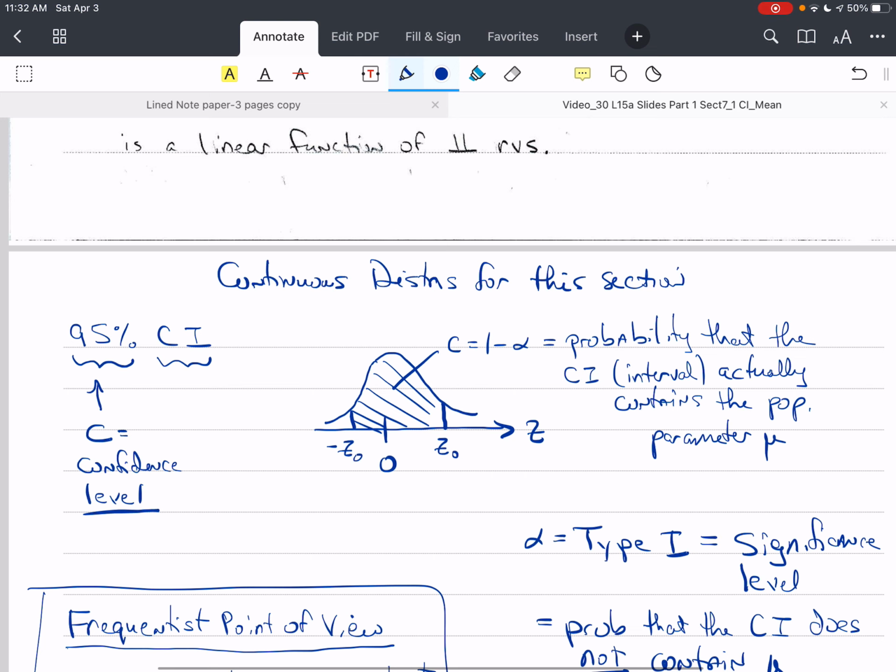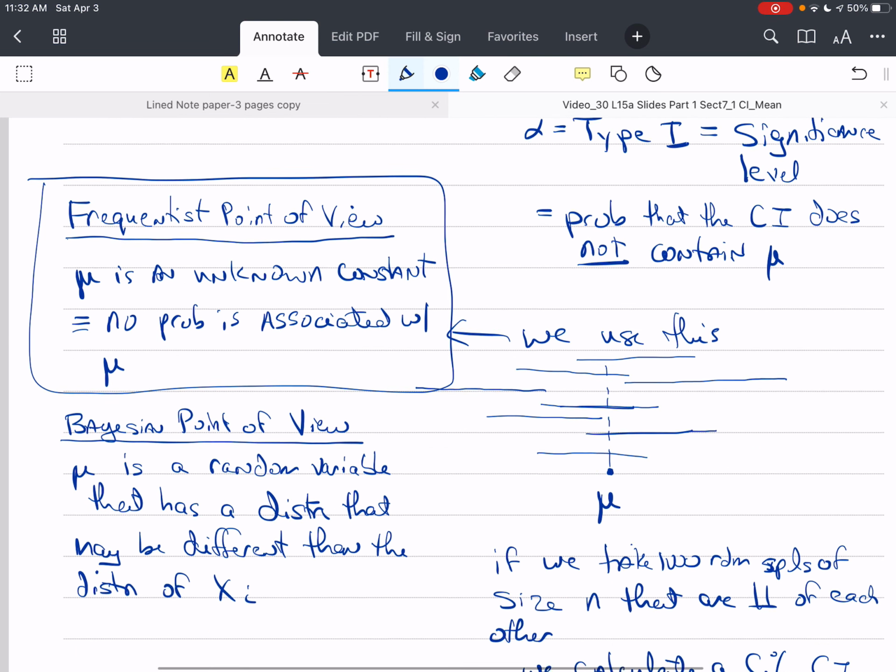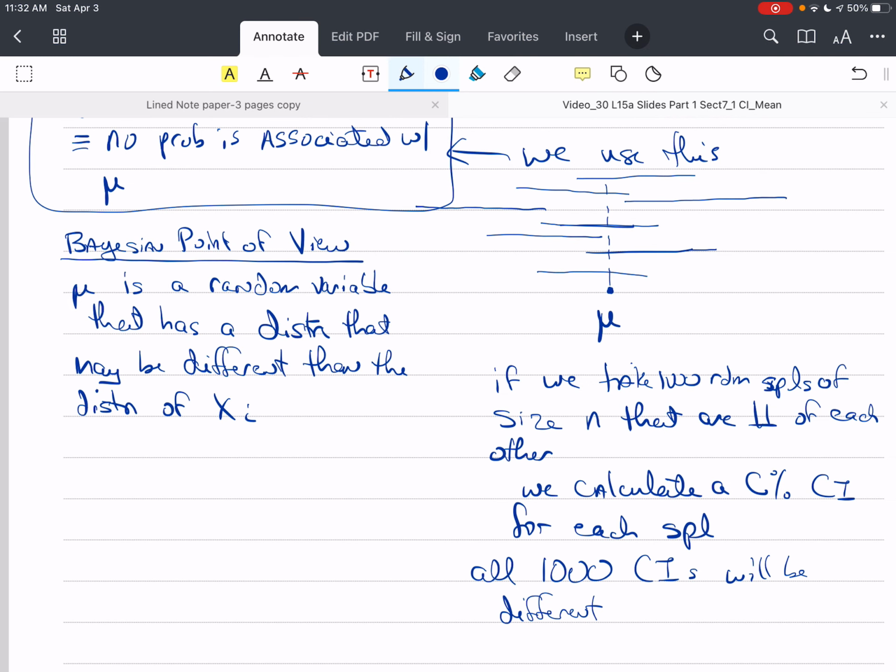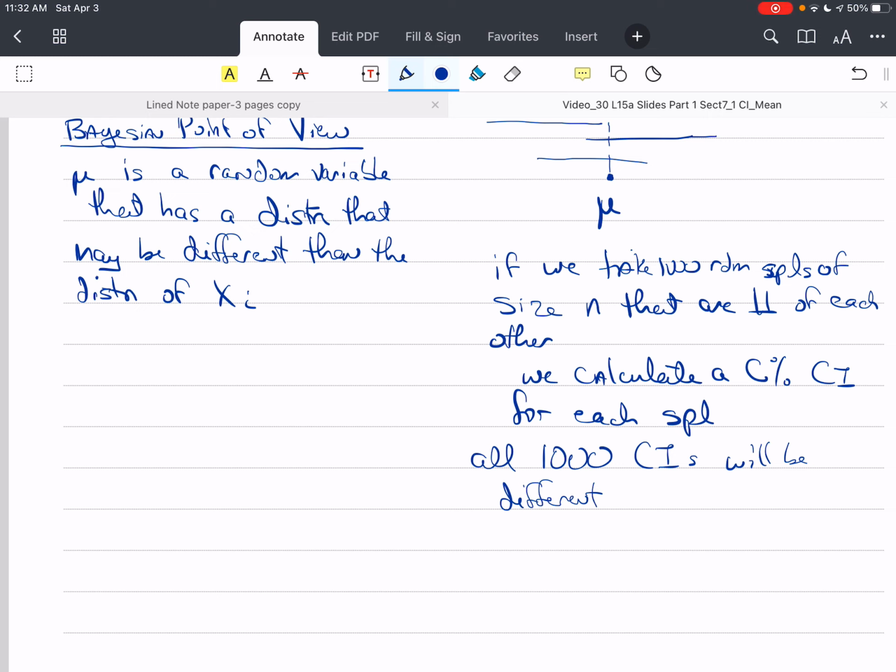We can talk about discrete distributions, but it depends on the sample size as to whether we're going to say that the discrete distribution can be approximated by a normal distribution, in which case we have a continuous distribution. Okay, so we take 1,000 random samples and we calculate a C% confidence interval for each sample.